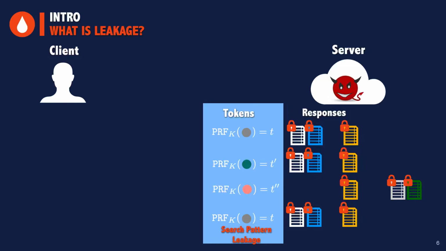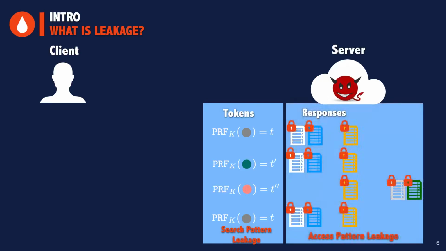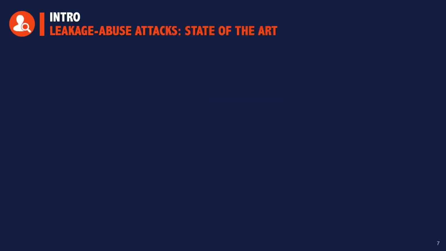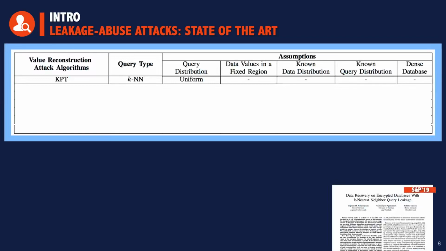With the term leakage abuse attacks, we refer to algorithmic techniques that take as an input the leakage that I just described and output a reconstruction of the underlying plaintext values of the database. So let me give you a brief overview of the state of the art in these attacks for geometric queries. To better illustrate the limitations of previous techniques, I will also explain the underlying assumptions they rely on that concern the query and the data distribution.